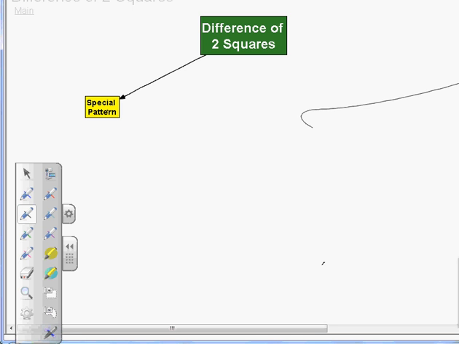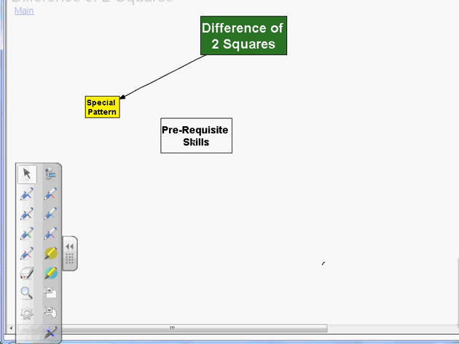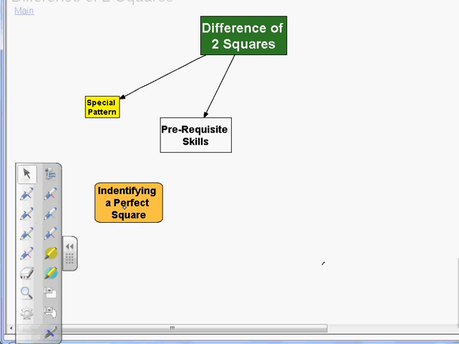And let's talk a little bit about prerequisite skills here for doing the factoring, okay? And that is going to be one, you have to be able to identify a perfect square. And two, you've got to be able to square root the perfect square. There's a step when we do the pattern where it's obvious you're going to need to take a square root, okay?